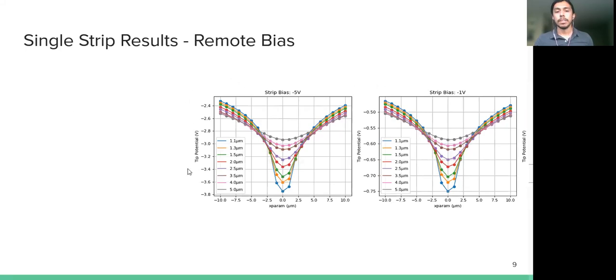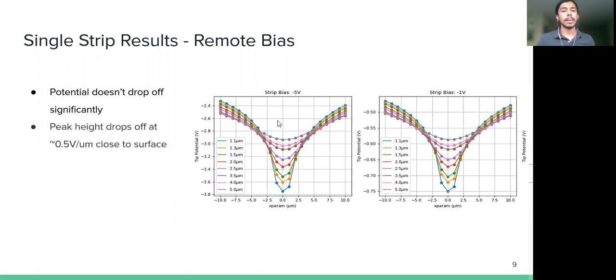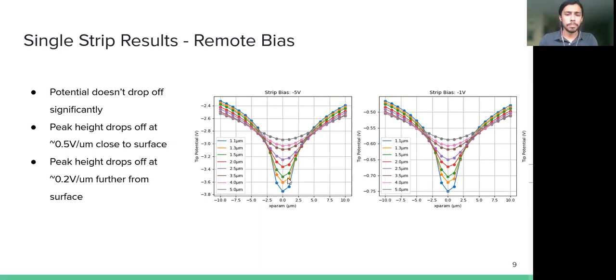So here I have the potential of the tip separated by the bias of the test structure from left to right, as well as on the same plot, different depths at which the test structure was embedded. As you can see, the potential doesn't drop off very significantly, dropping on the left, we go from about 3.8 to 2.4 volts from max to min. Closer to the surface, the peak signal drops at about 0.5 volt per micrometer as we go further into the substrate. And further into the substrate, it drops to about 0.2 volts per micrometer.